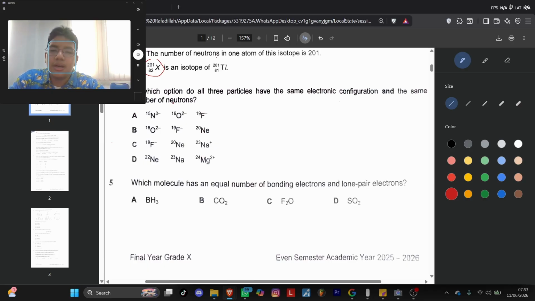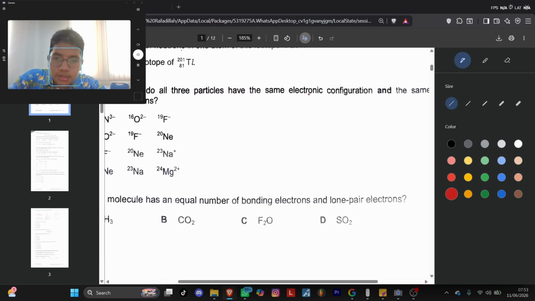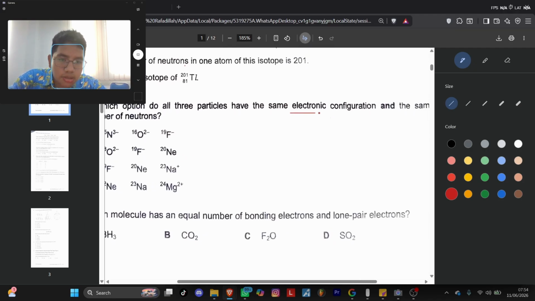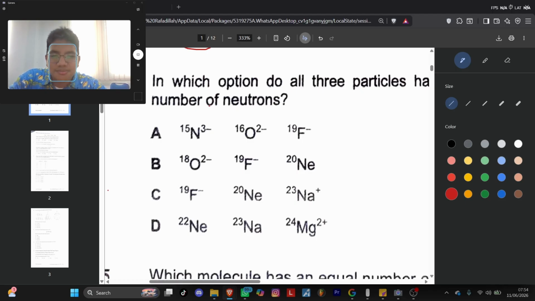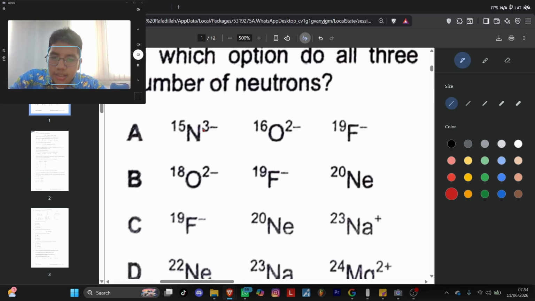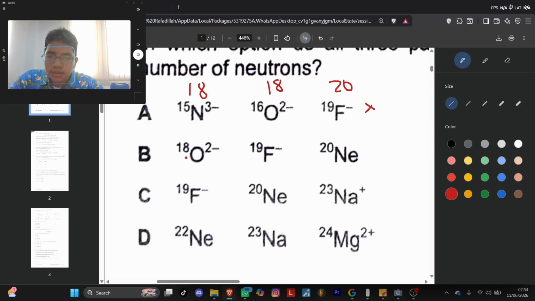Okay, we have the next number. In which option do all three particles have the same electronic configuration and the same number of neutrons? Okay, so we want to search the electronic configuration of this element. Let me search it for you. So the electron count is 15 plus 3, so 18. This is 18 too. And this is 20. So from the electron configuration, this is wrong. So not A.